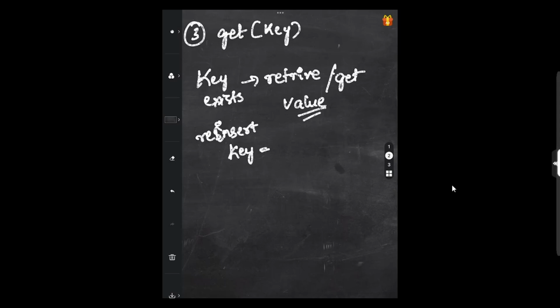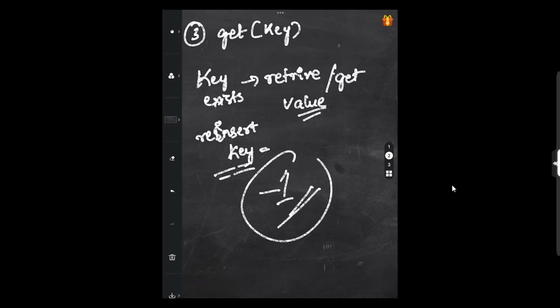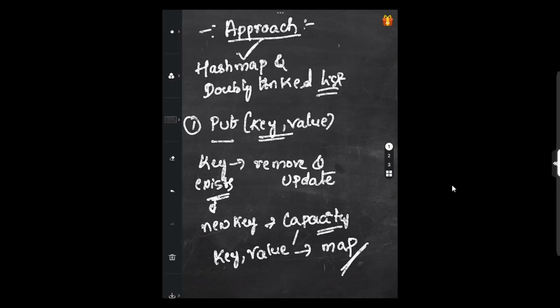Why we have to reinsert the key? Because we have to mark it as recently used, right? So that is the reason we have to reinsert it. And finally, if the key does not exist, we are returning -1. This is important. If the key does not exist at all in the get method, then we are returning -1. So I hope the approach is completely clear. This is what we'll be doing in the put and get methods.